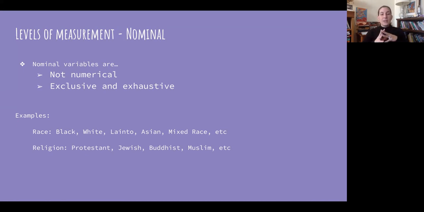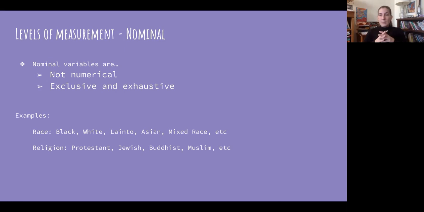Typically nominal variables can't be quantified and they can't be ranked. It's not a lowest to highest situation. They're just different, right? Any variable where there are just different categories.